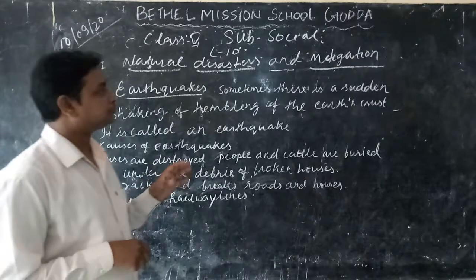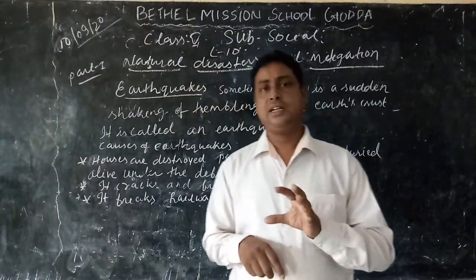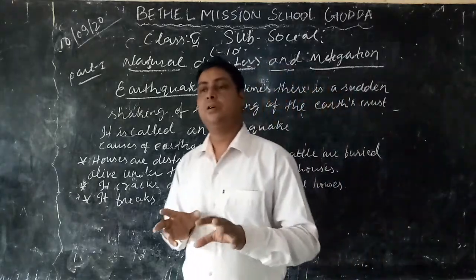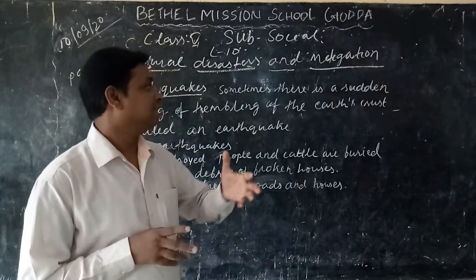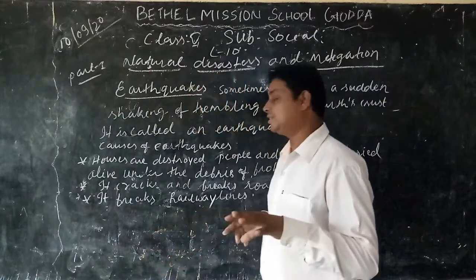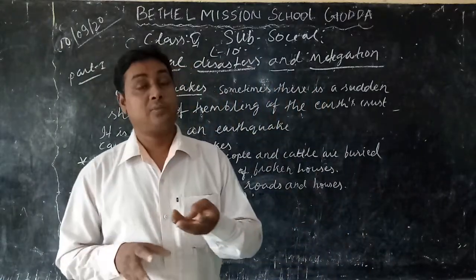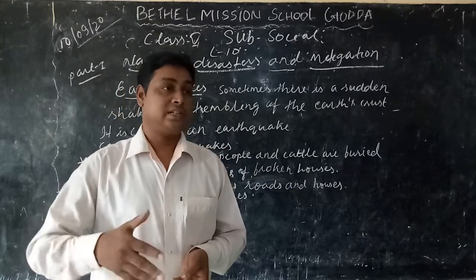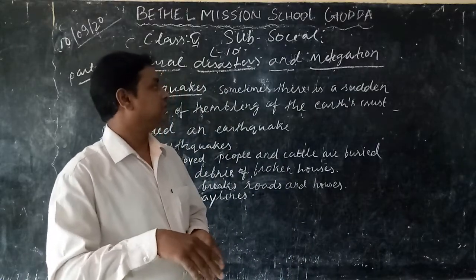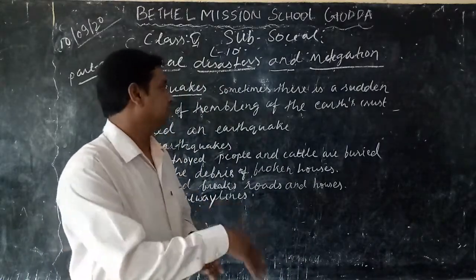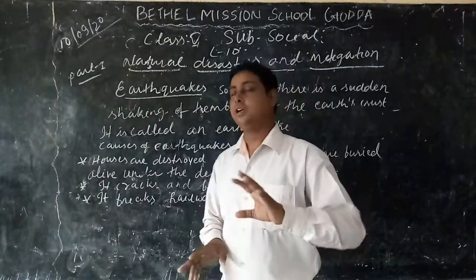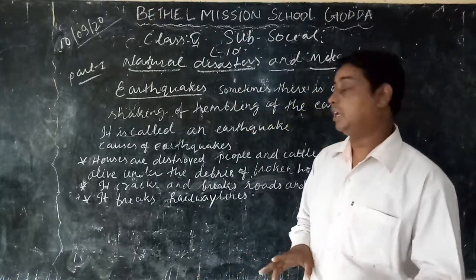Now I was saying about landslide. In a landslide, a large amount of rock or soil falls from a great height. Due to landslide, people and a large number of cattle are affected, and roads get damaged. When people go by car or bike, they also go under the ground. It causes great damage to people and to life and properties.